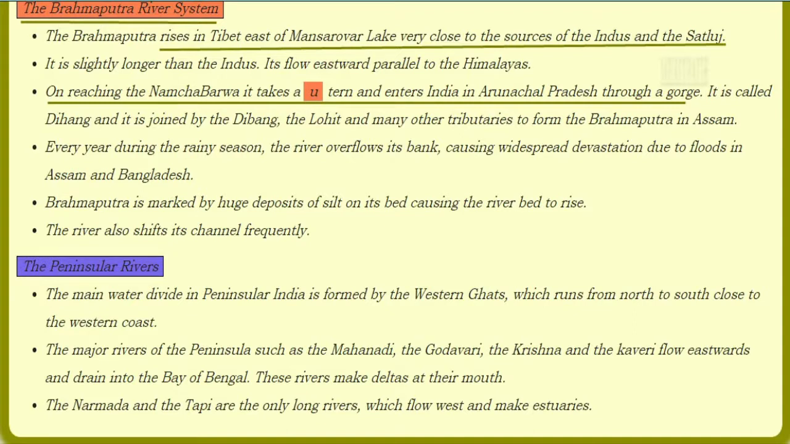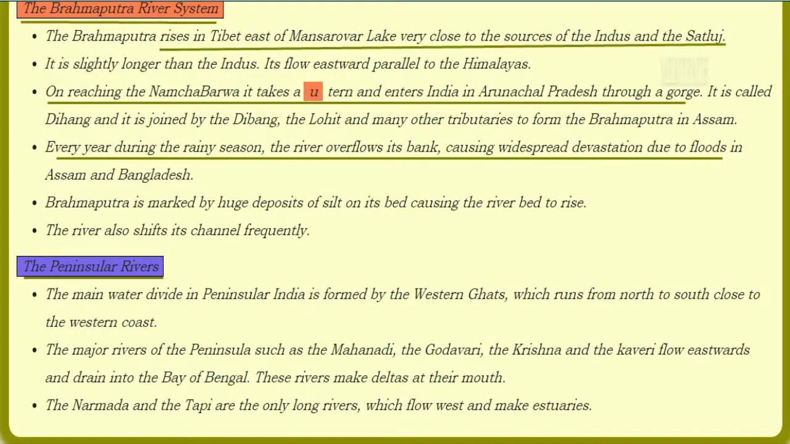It is known as Dihang and it is joined by the Dibang, the Lohit and many other tributaries to form the Brahmaputra in Assam. Every year during the rainy season, this river overflows its bank and causes widespread devastation due to the floods in states such as Assam and Bangladesh. Brahmaputra is marked by huge deposits of silt causing the riverbed to rise. River also shifts its channels very frequently.